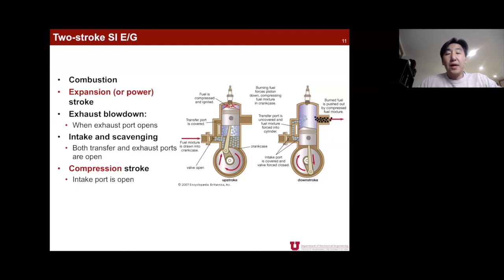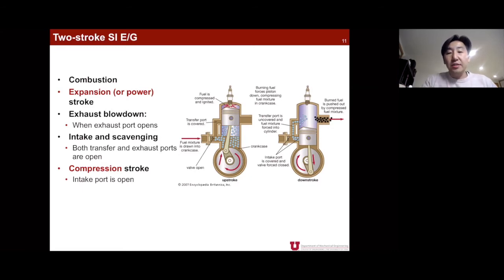Before we talk about the process that takes two strokes as one cycle, let's take a look at the engine itself. So what do you see as a difference between the four-stroke SI engine and two-stroke SI engine in terms of its diagrams? What is the biggest difference that you see? The biggest difference is that the two-stroke SI engine does not have valves. Instead, it has a unique position of manifolds.